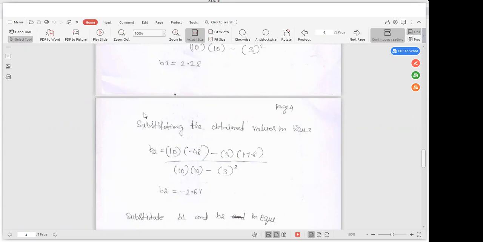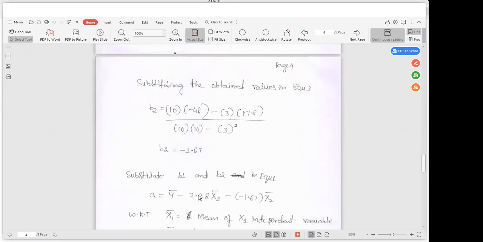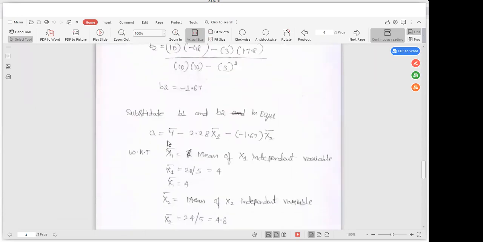Now substitute the obtained values of b1 and b2 in equation 1. So a is equal to y bar minus b1, which is 2.28, into x1 bar, minus b2, which is minus 1.67, into x2 bar. Now we also need to resolve x1 bar, x2 bar, and y bar.